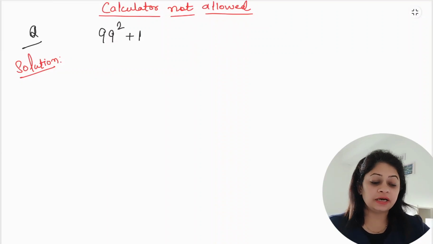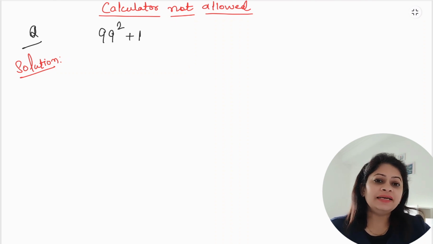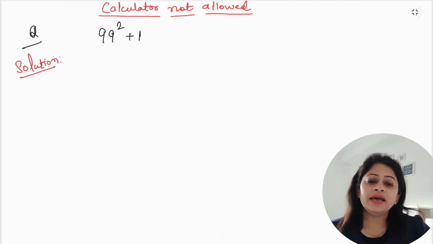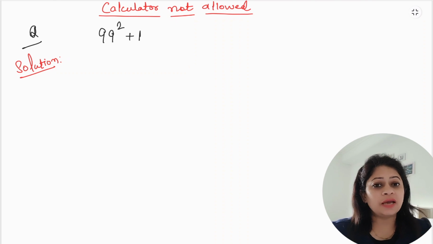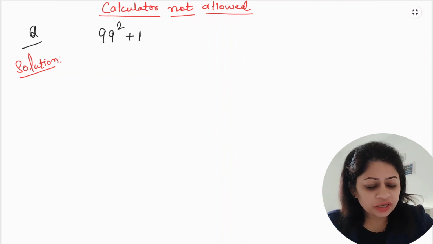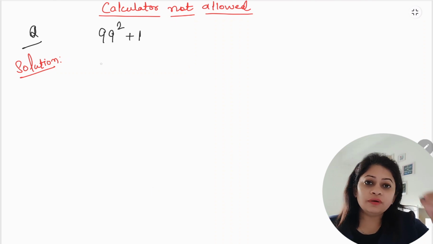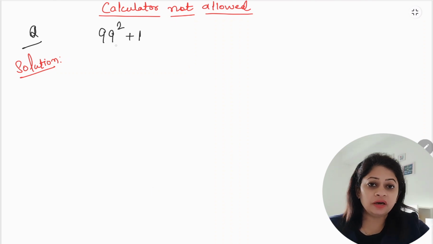I'm Upasana Taneja. So today we have a question where you cannot use the calculator and the question is 99 square plus 1. And lots of time you will see this type of question where you have 99 or 999, right? So whenever we get this type of question, always try to relate it with 100, because there is always a purpose of giving 99. I know I cannot calculate 99 square in my mind until I know the short trick, right?